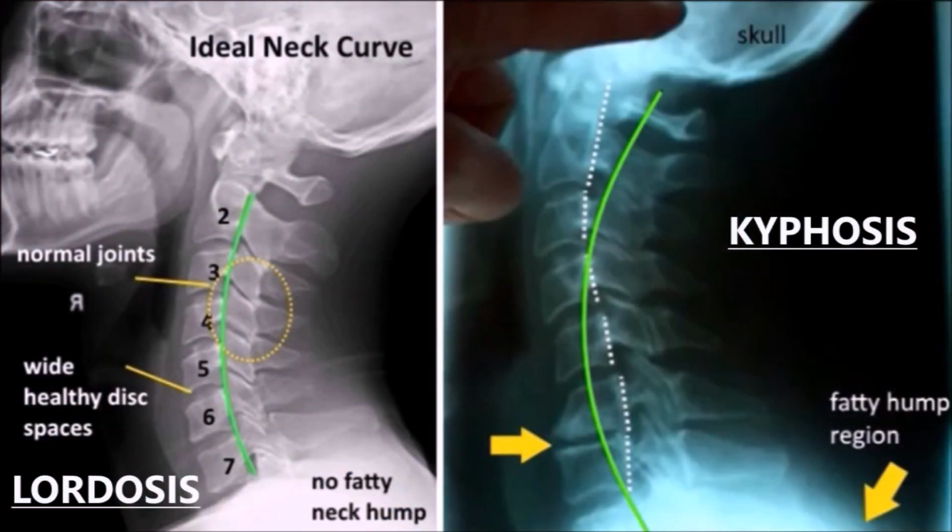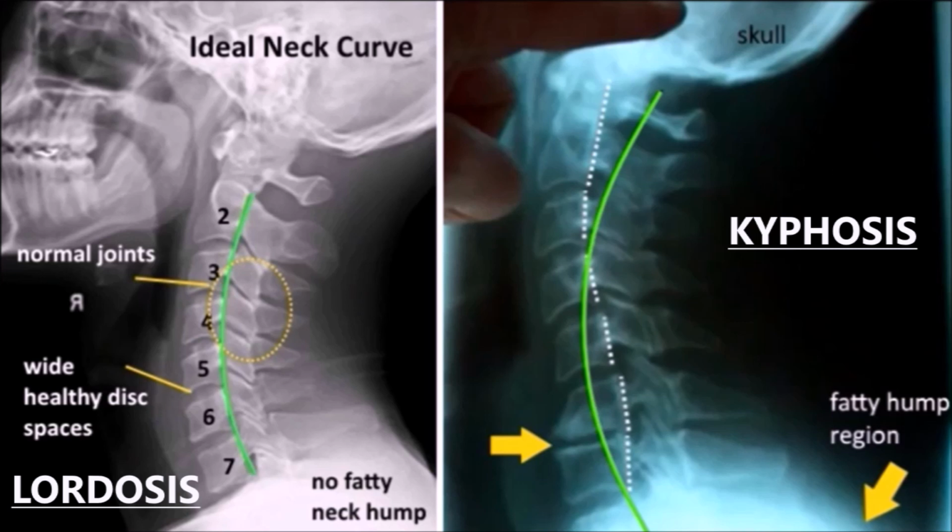So now let's take a look at the ideal neck curve here on the left. We call that a cervical lordosis, where the curve, the green curve, goes in, a nice arc in. The spaces between each of the vertebrae nice and wide. And the neck joints, you can see a couple of them between the yellow oval circle. Again, they're nice and wide, lots of cartilage there.